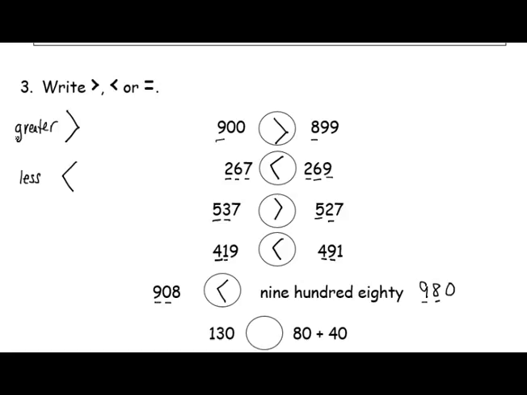And finally, I have 130. I'm comparing it to 80 plus 40. If I think of 40 as being made up of 20 and 20, that tells me that I can make 100 here. 80 plus 20 is 100, and then I have 20 more. So that equals 120. Now I can compare them. They both have 1 group of 100. The first number has 3 groups of 10, and I compare that to 2 groups of 10, so the first number is greater. 130 is greater than 120.